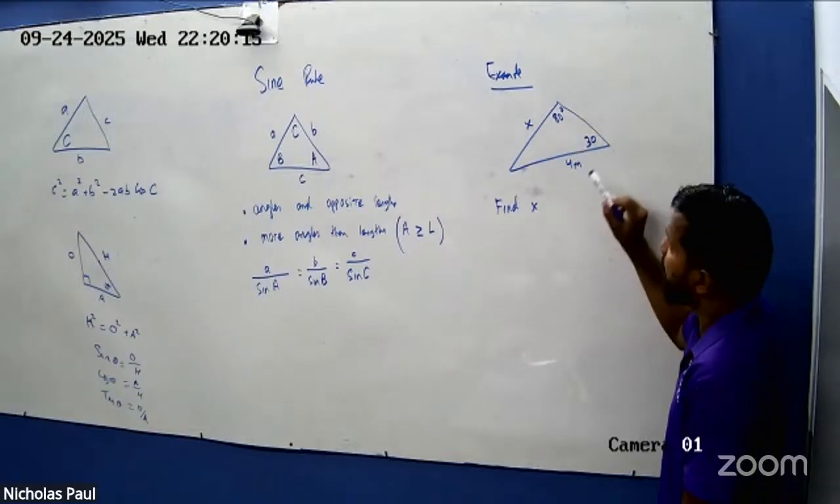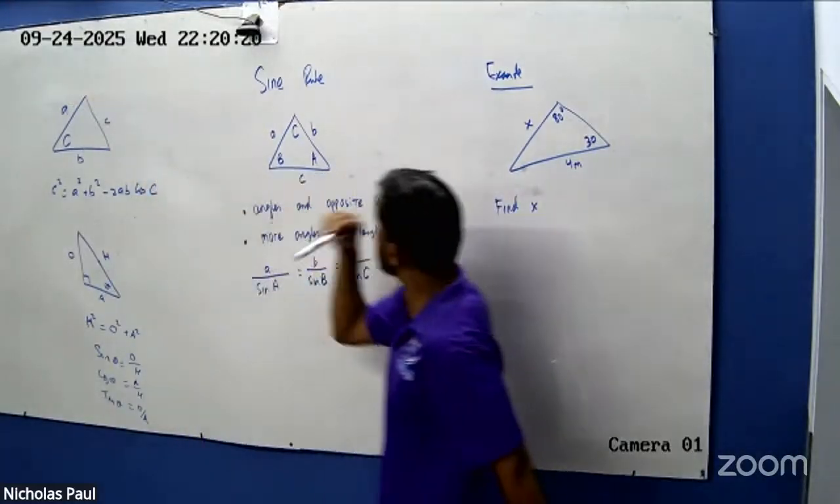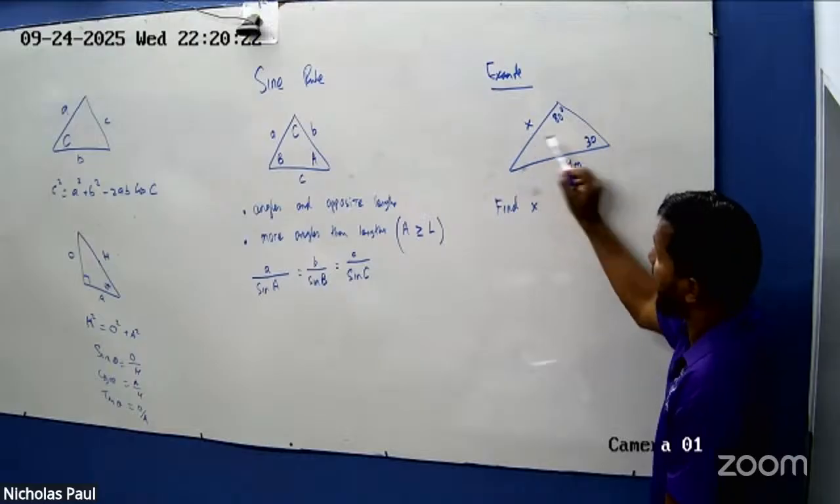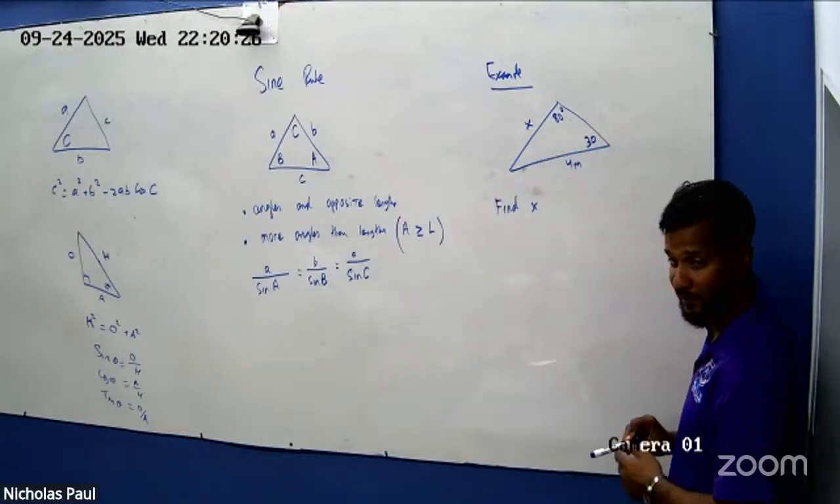Okay? You'll notice we don't have the two lengths that make the angle. We don't have two lengths and we don't have the angle in the middle. Although we can find it, we still don't have two lengths. Okay?